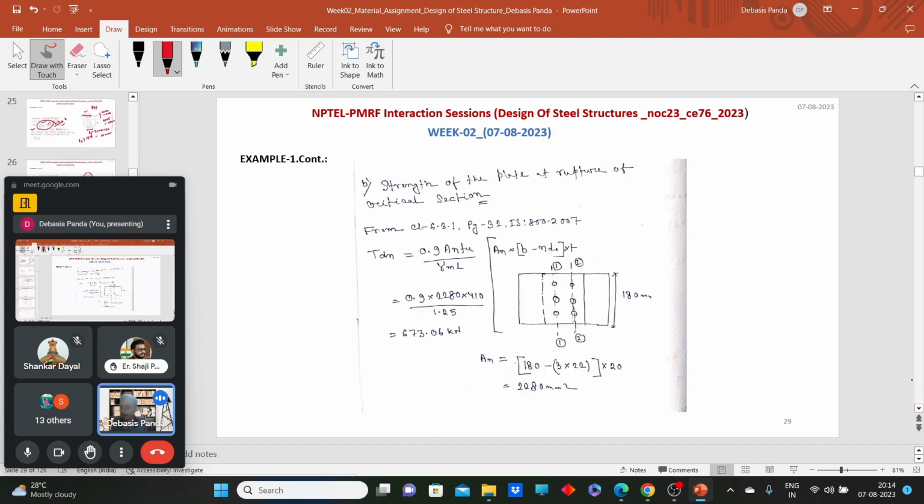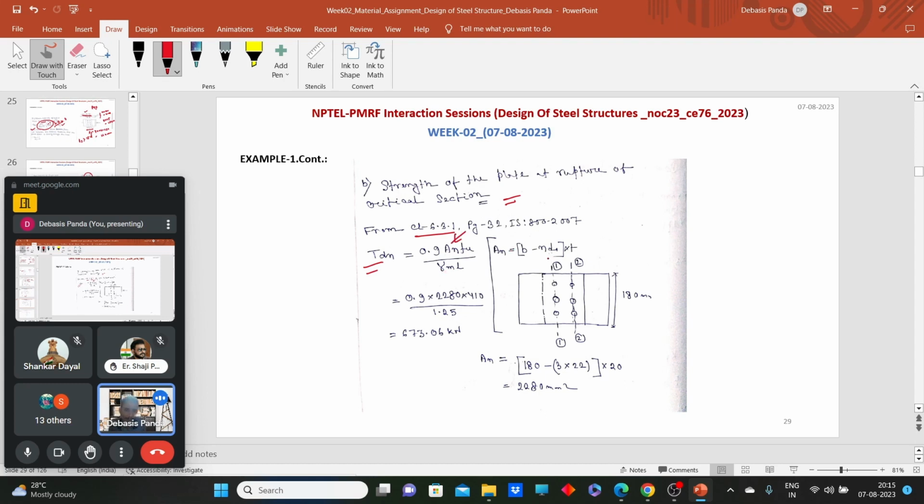Now we need to find out the strength of the joint. So we need to calculate the strength of the plate at rupture. So strength of the plate at rupture, from where we can get it? From clause 6.3.1. That says that Tdn, that is the design strength due to rupture of critical section, is equal to 0.9 An fu by gamma ml. Now calculate the An. What is that An?